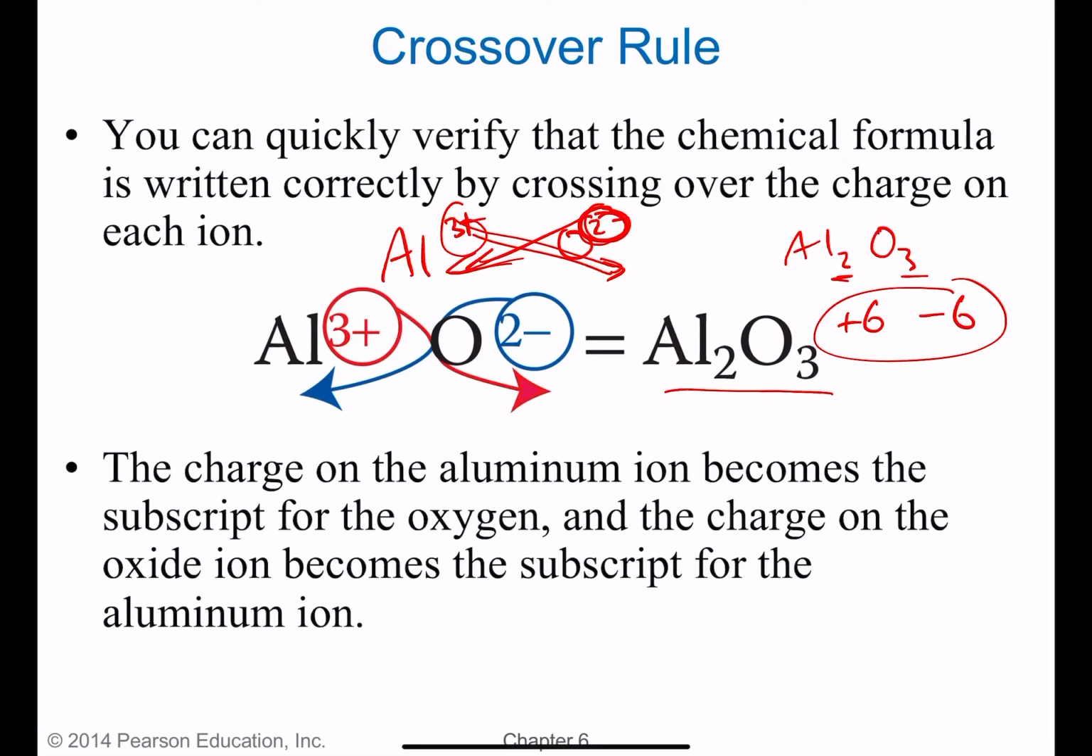But again, this is like a shortcut. What's more important is to recognize why we needed 2 aluminums and why we needed 3 oxygens. It's so that we have the correct number of each ion in order to form a neutral compound. This cross-referencing is just kind of a shortcut method.